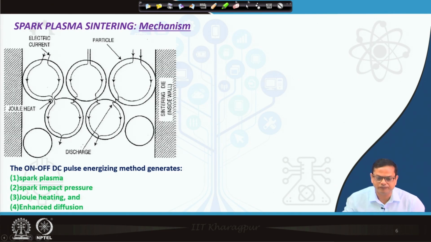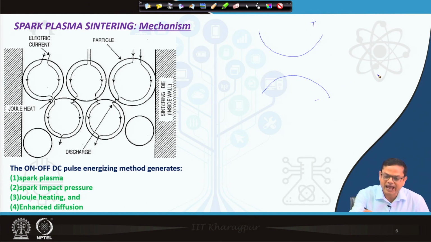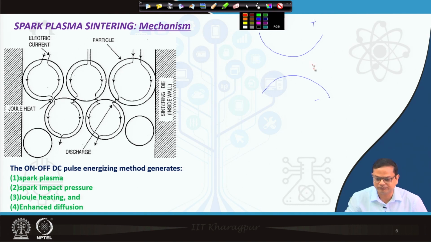Let me briefly show you what exactly happens in this case. So, let us say these are the two powder particles. Now, as bias voltage is applied, we can consider one as positive and the other as negative. Okay. Now, what do you have in this area, in this empty space?